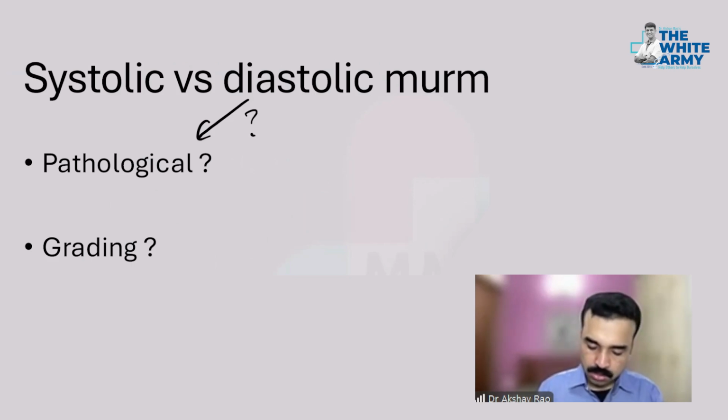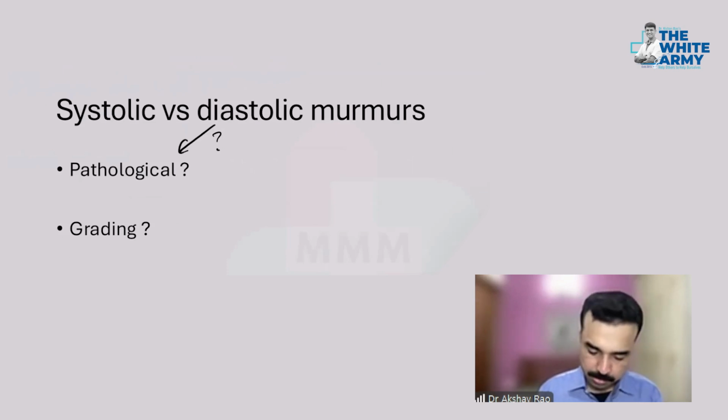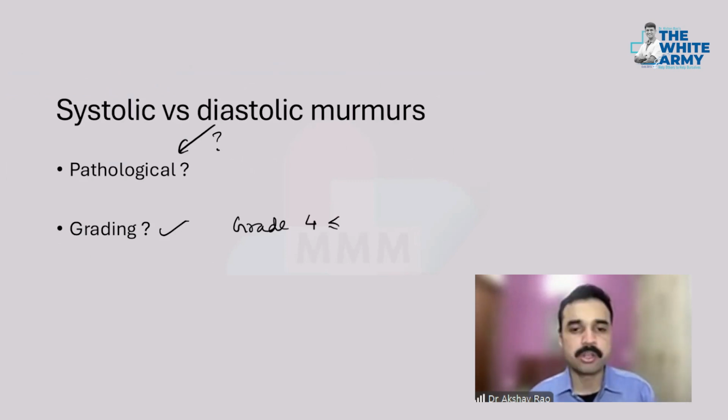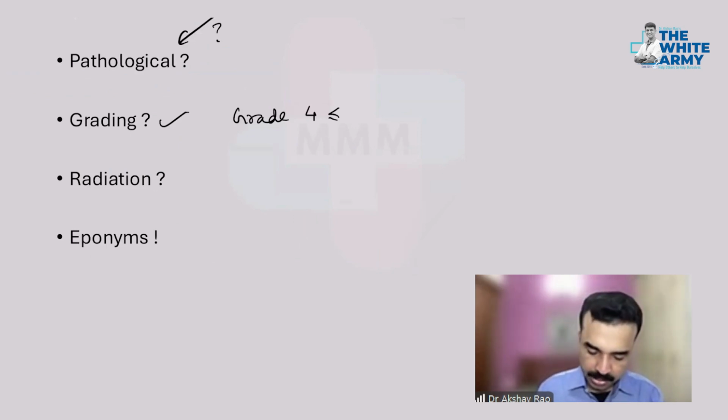So the traditional view was diastolic murmurs are always pathological, systolic murmurs need not be, and therefore if the systolic murmur is grade 4 and beyond, then it's a pathological murmur, otherwise may not be. That's why the grading also applied. So grade 4 and beyond is always suggestive of a pathology, systolic or diastolic. If there is a thrill, if you can palpate a thrill along with the audible murmur, then definitely it must be an intracardiac pathology.